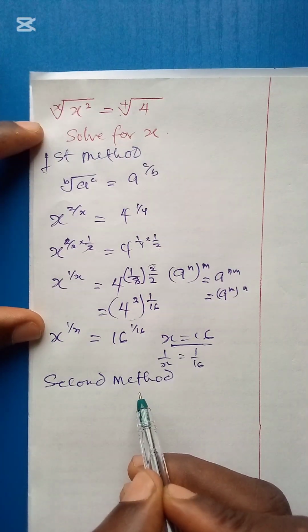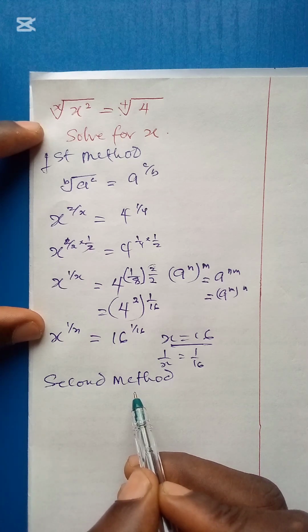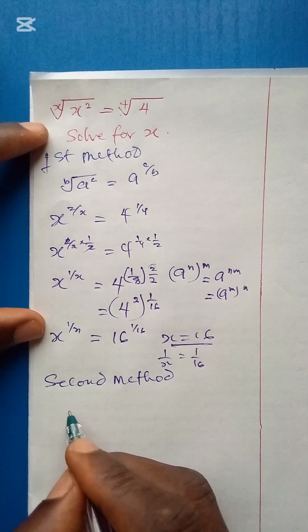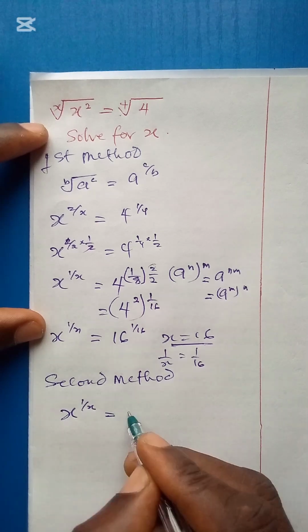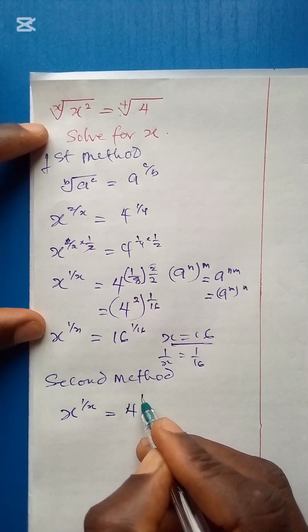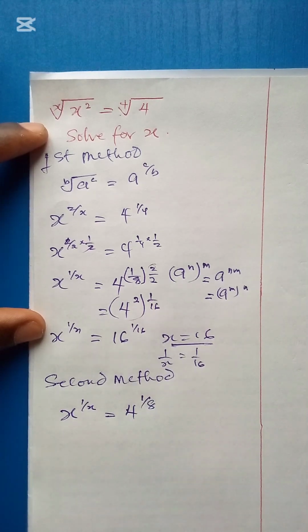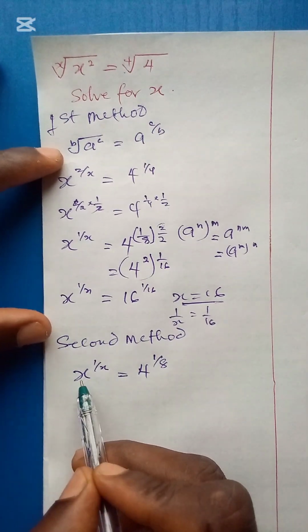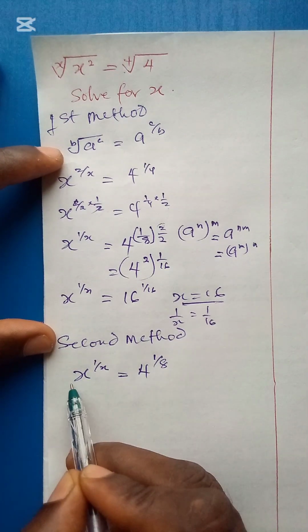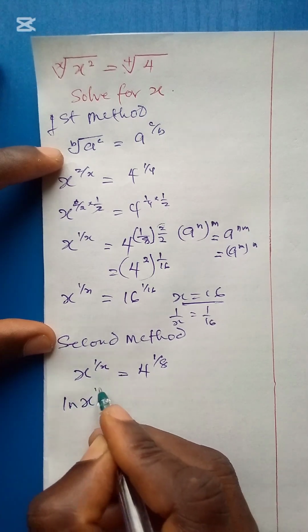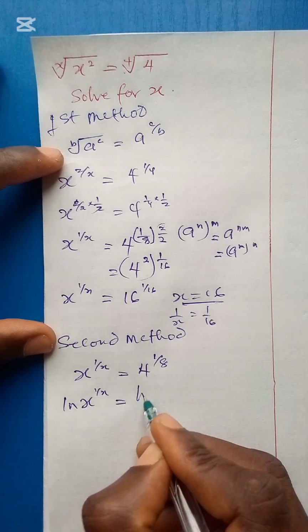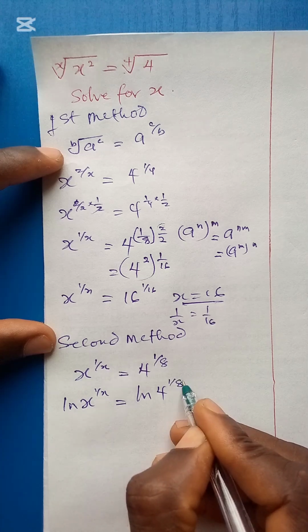Now in the second method, I will apply the properties of logarithm. So I have the question as x raised to power 1 over x is equal to 4 raised to power 1 over 8. The first thing I will do is to ln both sides. So that is, I'm going to take the natural logarithm of both sides. Here is ln x^(1/x) is equal to ln 4^(1/8).